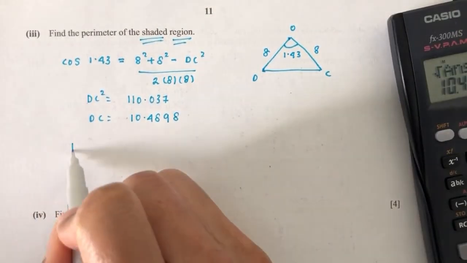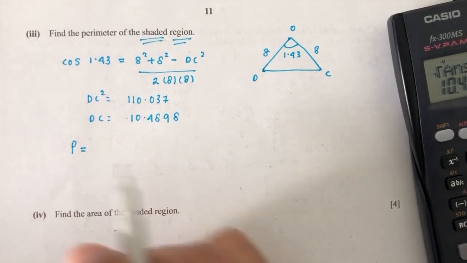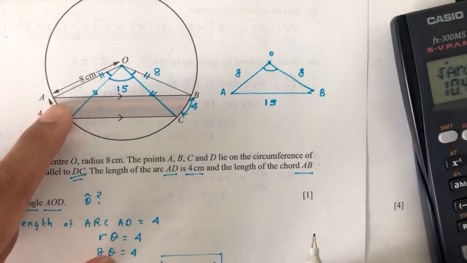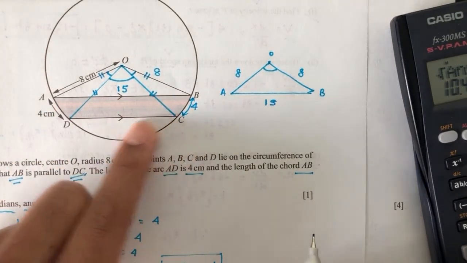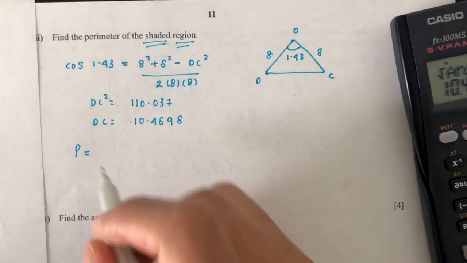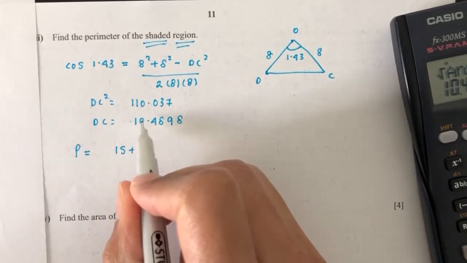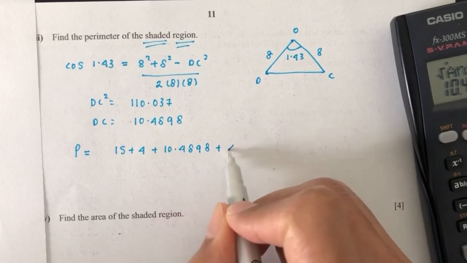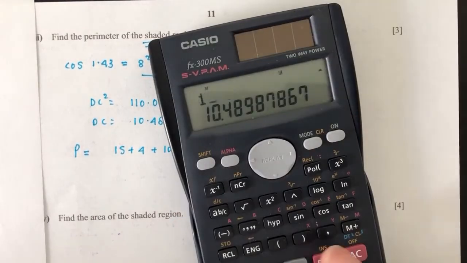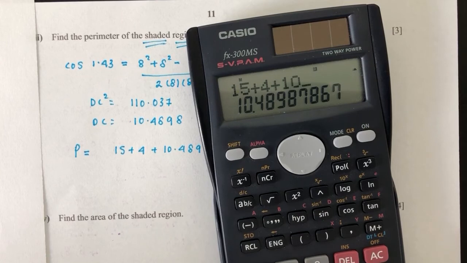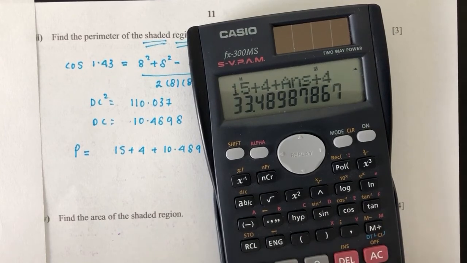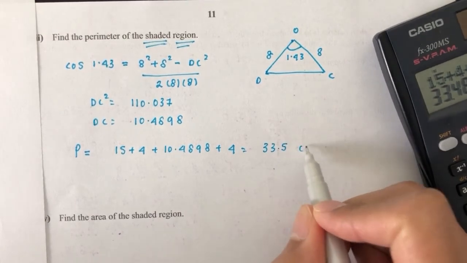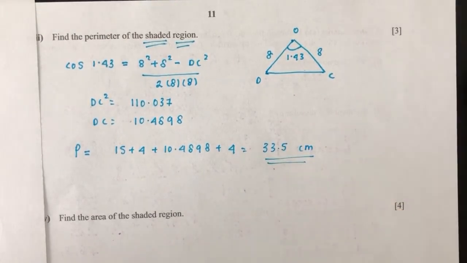So the perimeter is equal to, as we have seen, this length 15 plus 4 plus this plus 4. So this will give you 15 plus 4 plus 10.4898 plus 4, which is 33.5, correct to 3 significant figures. This is your perimeter.